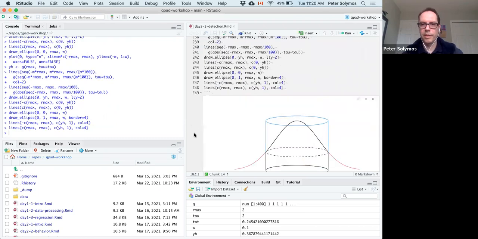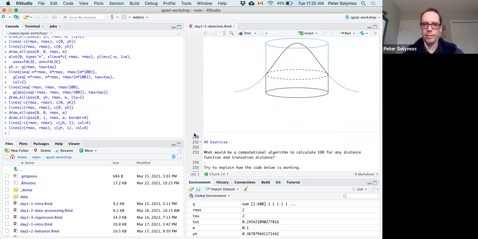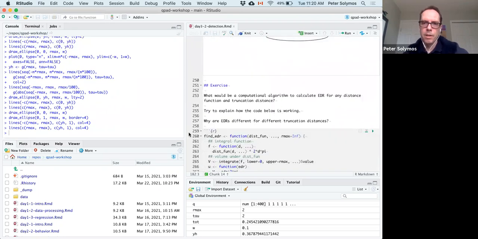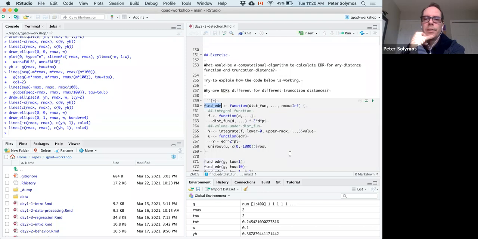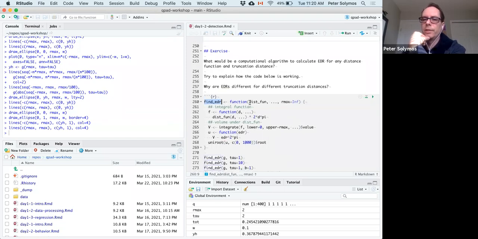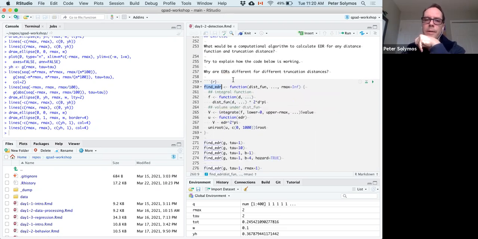So finally, putting things together, this is the EDR that we talked about. And this is the function I mentioned before, find EDR. So if we have whatever distance function, we want to be able to calculate the integral. Although this is an exercise question, I'm just going to explain it so that we can move ahead. What's happening inside the function is that we define the distance function times 2 times distance times pi. That is our area increasing.